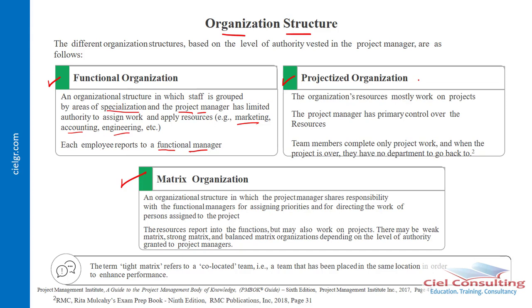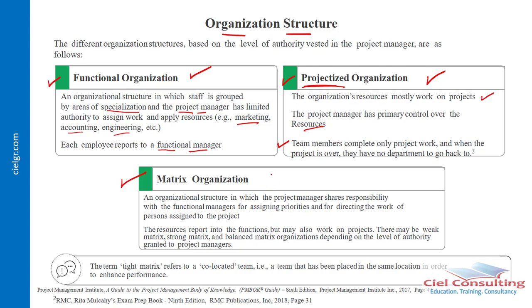Then there's now the projectized organizational structure. In a projectized organizational structure, just like the name sounds, people are grouped according to projects. So that's part of the reason why the organization's resources mostly work on projects. Everybody who is working in this organization is involved in one project or the other. The project manager has the primary control over resources, and team members report to the project manager. That's typically what happens in a projectized organizational structure. So remember, in a functional organizational structure, people who work here are grouped according to their areas of specialization. However, in a projectized organizational structure, people are grouped according to project.